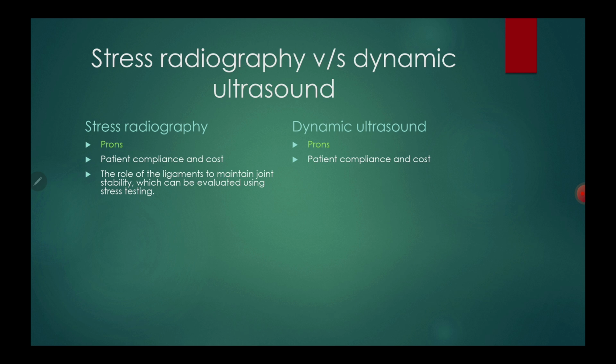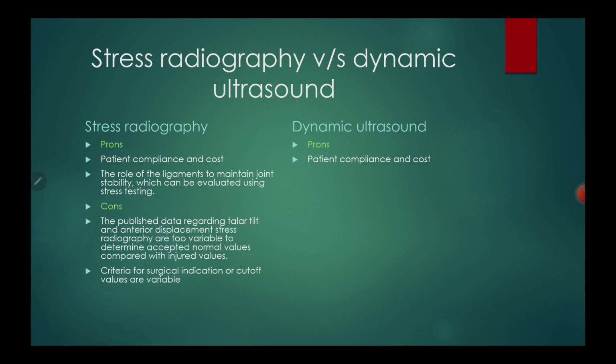Similarly, with dynamic ultrasound, patient compliance is also good and cost is also less. And again, we can see some ligamentous ruptures on ultrasound very well, like anterior talofibular ligament, calcaneofibular ligament. So all these ligaments which are easily accessible through ultrasound can be evaluated, tear can be seen, and if there is any tear, you can do dynamic ultrasound and see whether there is any widening of the space or not.